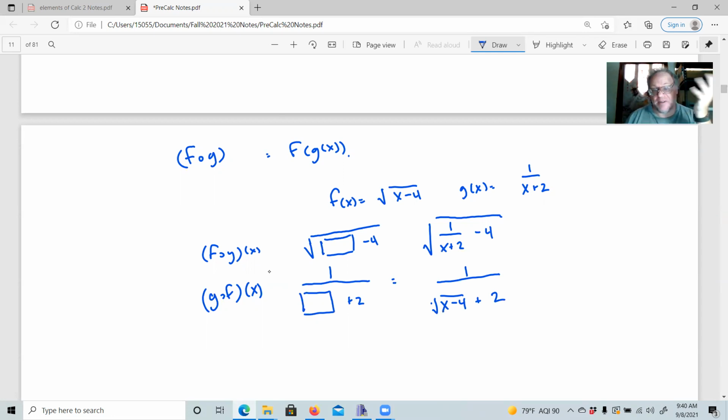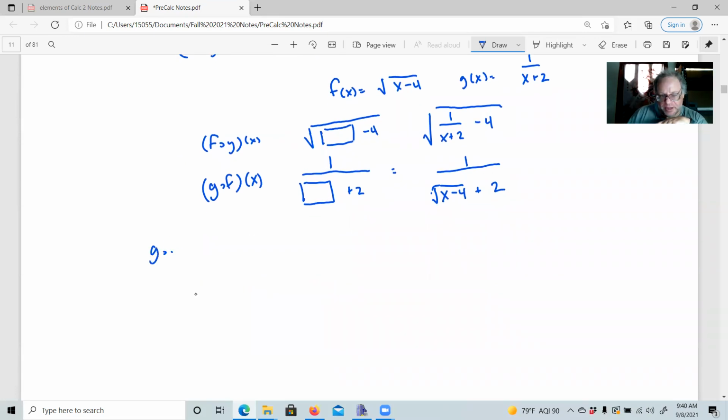The next thing we have to worry about is that they're going to ask us what the domain is. So in this case, let's do g circle f first, because that seems a little bit easier to start with. We've got 1 over some number, and where we're going to run into problems is if the square root of x minus 4, plus 2, is equal to 0. We are going to have some problems.